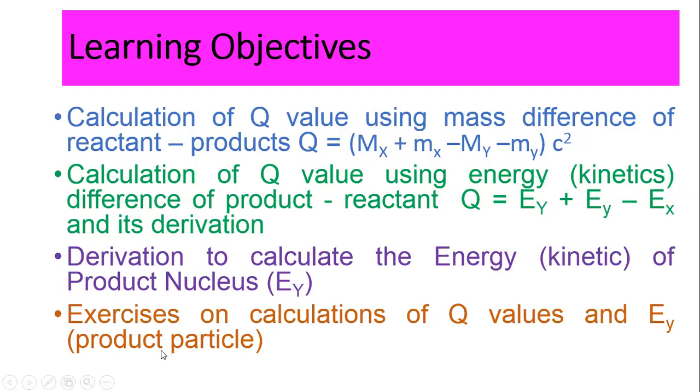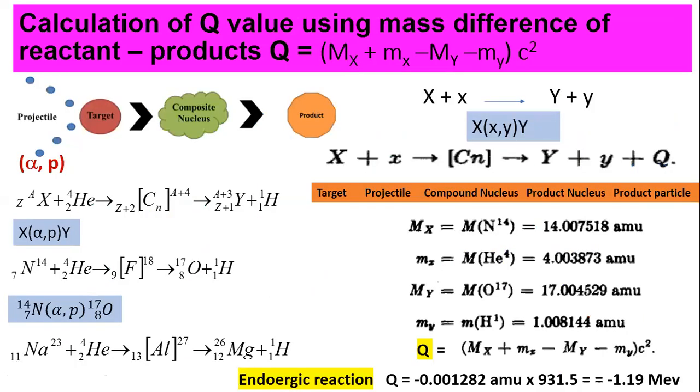And the fourth one, we will be discussing some exercises on the calculation of Q values and energy of the product particle. So these are the main learning objectives, which are covered under the heading of nuclear energetics. So let's move to the first objective.